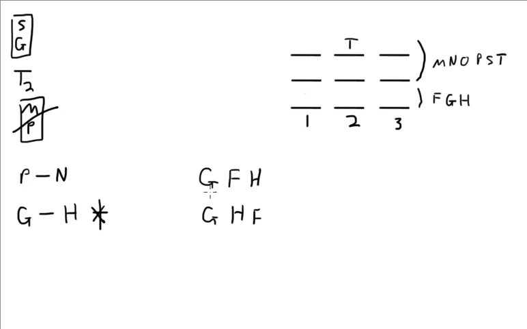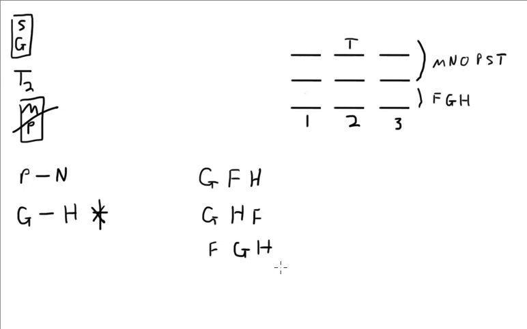There are no other possibilities with G being in front. Okay, well, what if G's in second? What happens then? Well, if G's in second, then H has to come after it, which only leaves one spot for F, and that's in front.